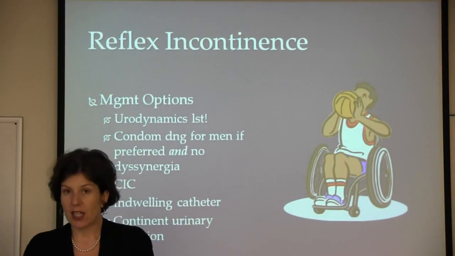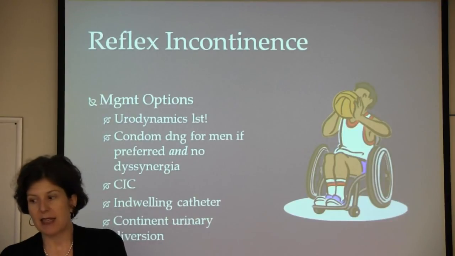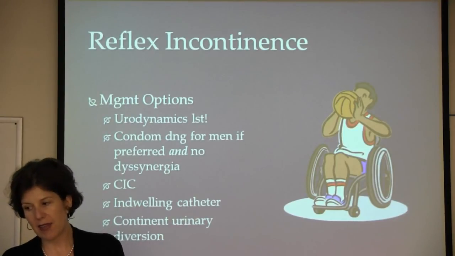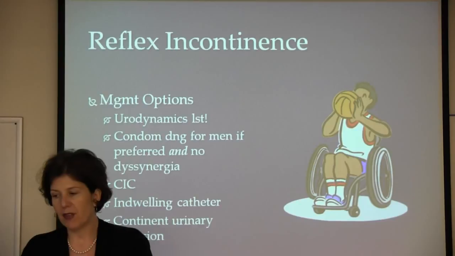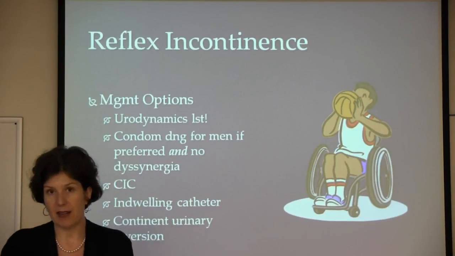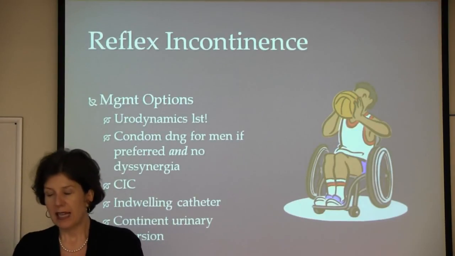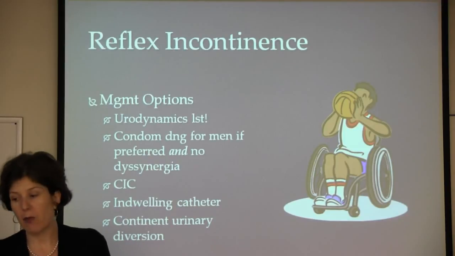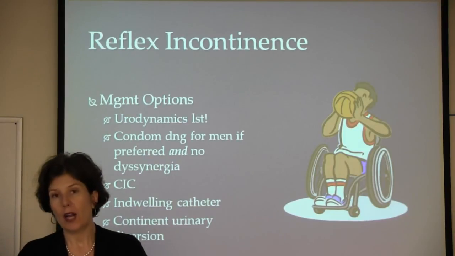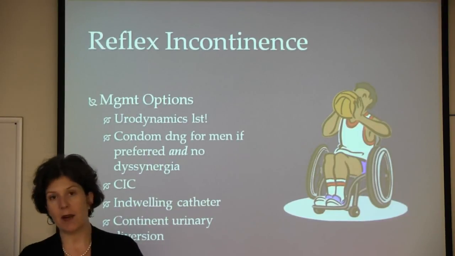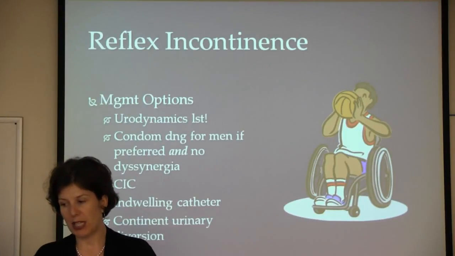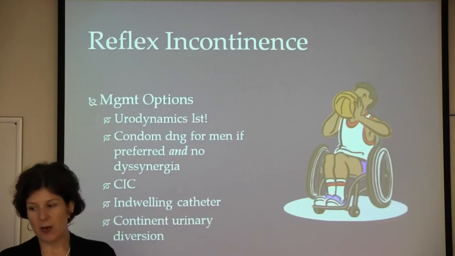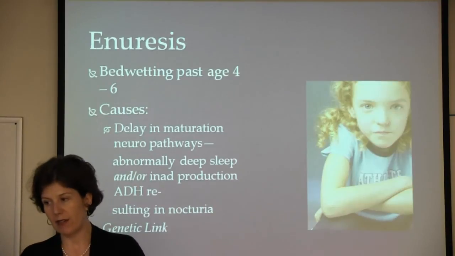Anybody who has a neurological lesion needs urodynamic studies first. Condom cath in men, if they have no evidence of an elevated post-void residual. Clean intermittent catheterization with the adjunct of oral antimuscarinics can also help keep the bladder coordinated and emptying on a schedule. Last resort is an indwelling catheter or continent urinary diversion.